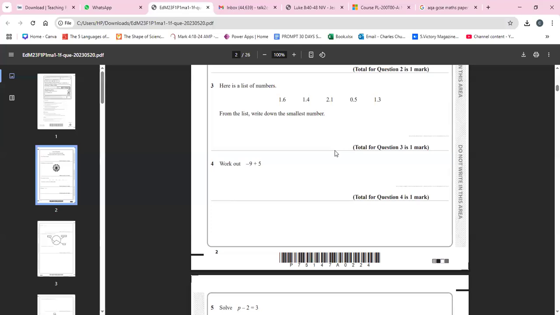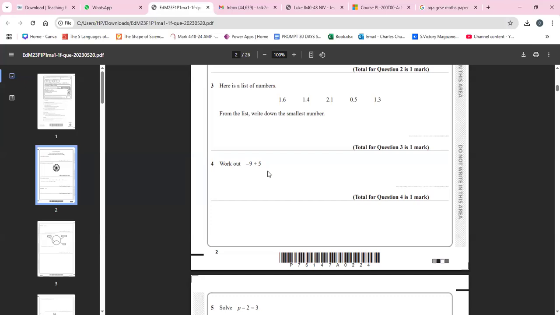It says here's a list of numbers: 1.6, 1.4, 2.1, 0.5. And it looks like they're asking us to write down the smallest one. Obviously, the smallest one is 0.5. And if they had asked us to arrange it in ascending order, then it would be 0.5, 1.3, 1.4, 1.6, and then 2.1. That will be in ascending order from the smallest to the highest. Okay, so let's move on.